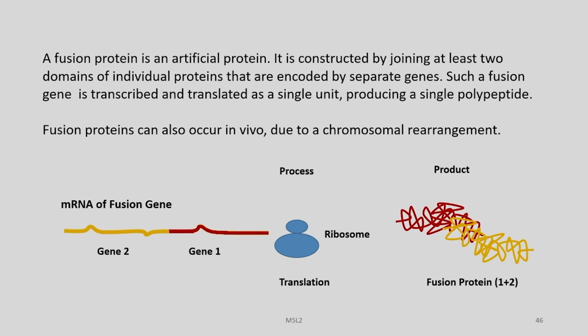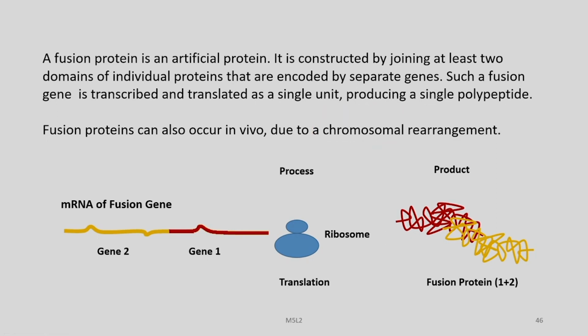Fusion proteins can also occur in vivo due to chromosomal rearrangements. They are not just engineered all the time; they may happen due to natural chromosomal rearrangement through any of the inherent cellular mechanisms.